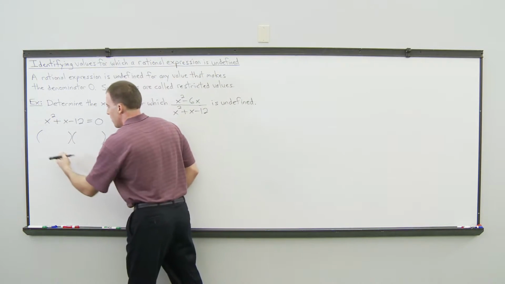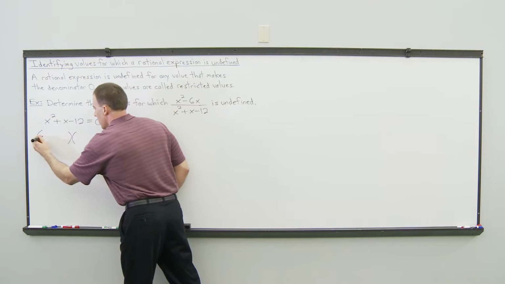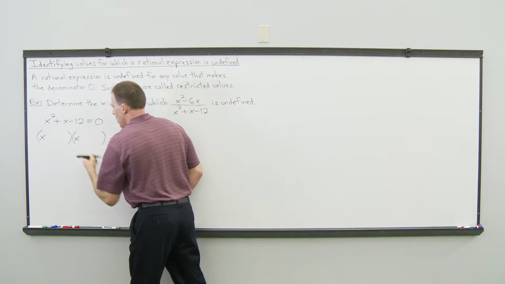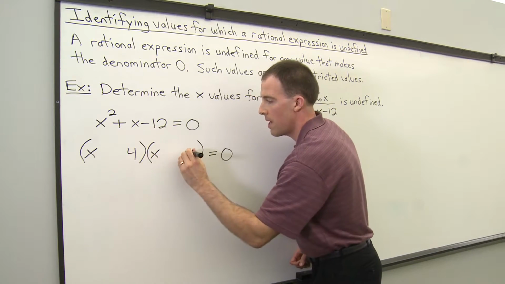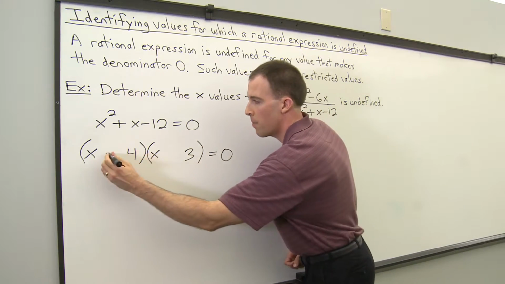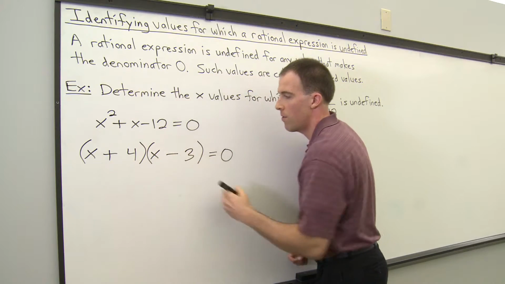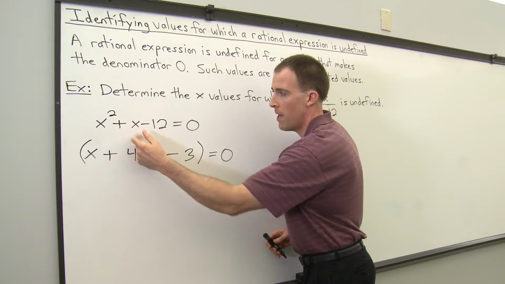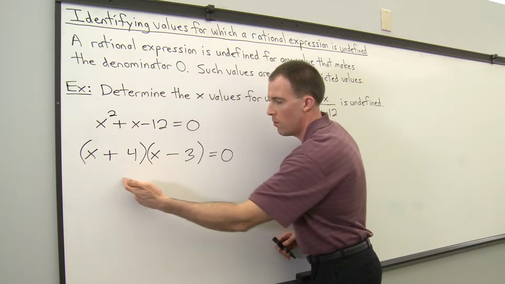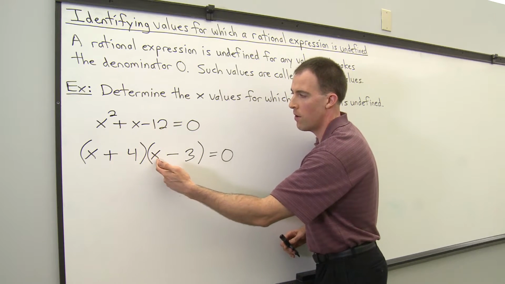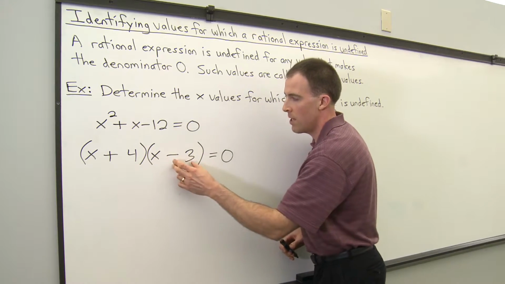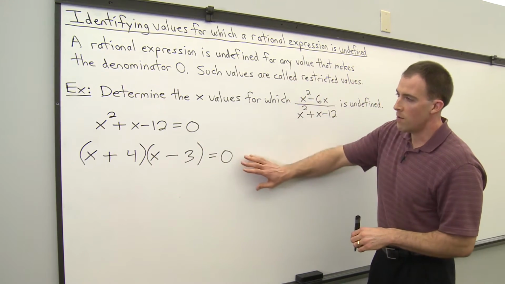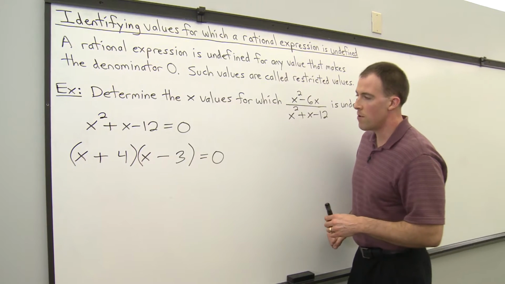And in order to factor it, I would think what times what is x squared. That would be x times x. And then think what times what is 12. I can think of 4 and 3, which would multiply to 12. And if we make it a positive 4 and a negative 3, we'll get the middle term of positive x. When multiplying, we'll get negative 3x and positive 4x, which combine to give us positive x. And positive 4 times negative 3 is negative 12. So it factors as x plus 4 times x minus 3.